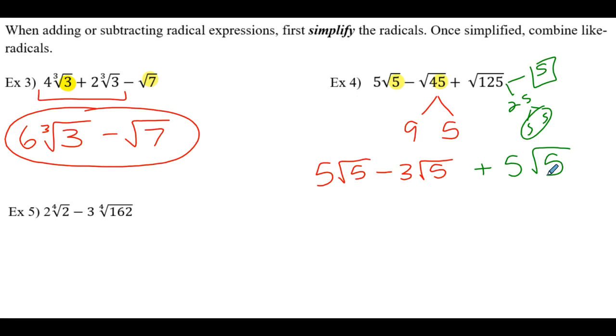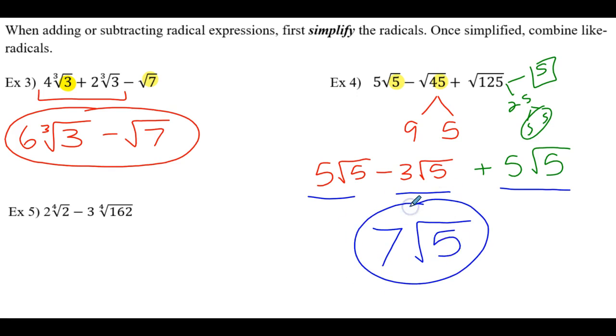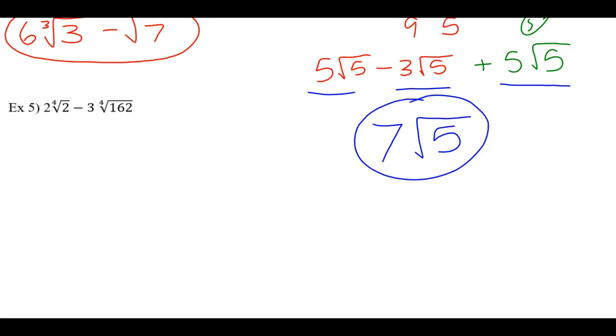So what's 5 of something minus 3 of something, plus 5? Oh, sorry, I wrote it backwards. 7. 7 square root of 5 is your answer. So if they don't look like they're the same, first make sure they're simplified, and then go about doing your business.